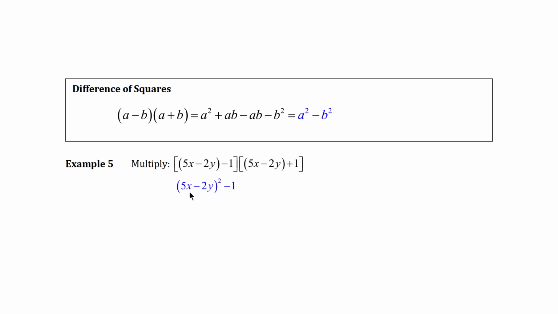So squaring the 5x, we get 25x². Square the 2y, we get 4y². Multiply 5x and the minus 2y together. This will give you 10xy. Double it, we get minus 20xy. And then we bring down the minus 1. The final result is 25x² − 20xy + 4y² − 1.